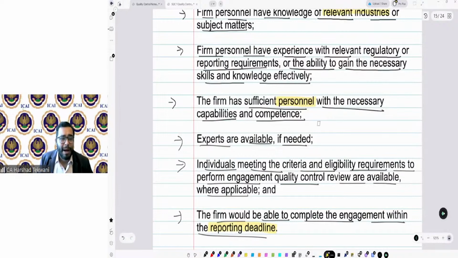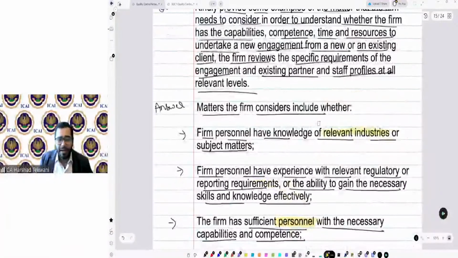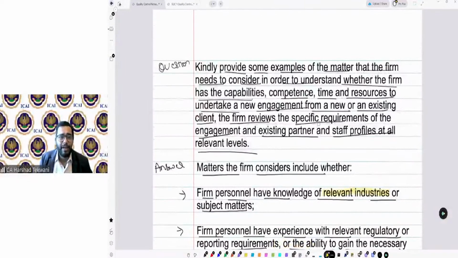So these are some matters that could be considered while evaluating the capabilities, competency, time, and resources to undertake a new engagement.